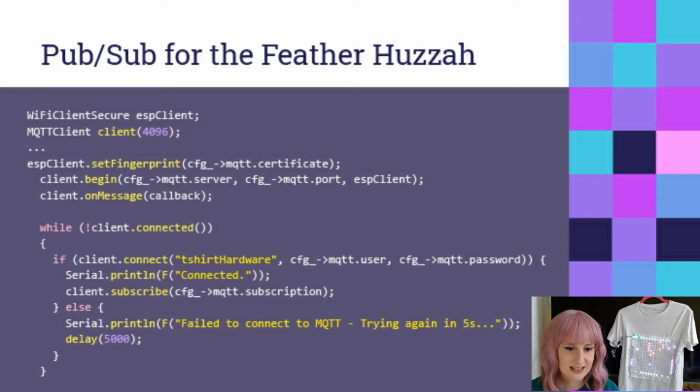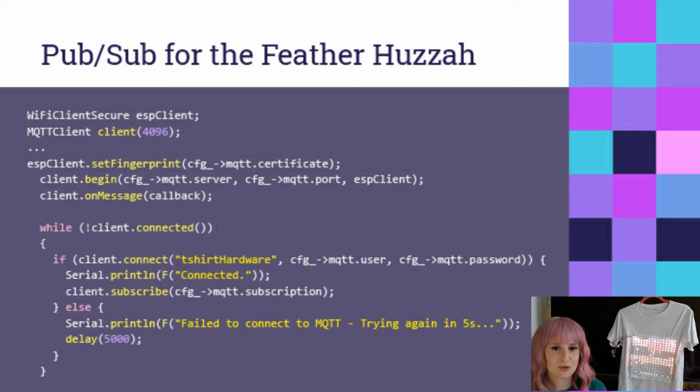So we are connecting, we are setting the user and the password credentials from the config, we are telling the serial to print connected. So if we are connected via USB to our computer, we can open up our serial monitor and double check that the client has connected. Then we are setting it to subscribe to the channel that we set up. And if it doesn't manage to subscribe or to connect, it'll say that it failed to connect to MQTT on our serial monitor. When a message is received, we can process it.